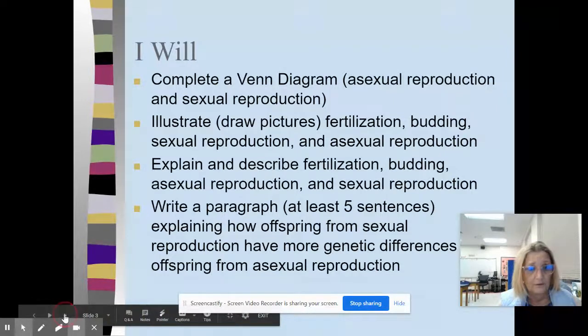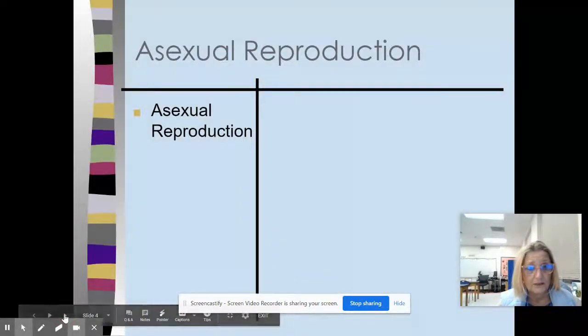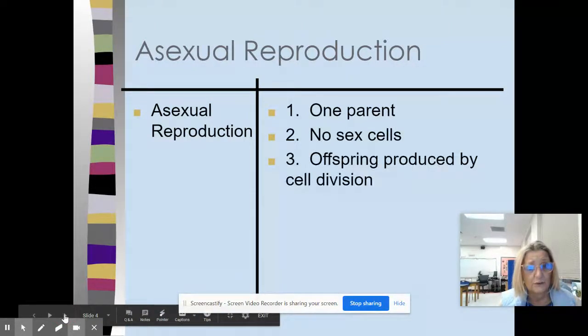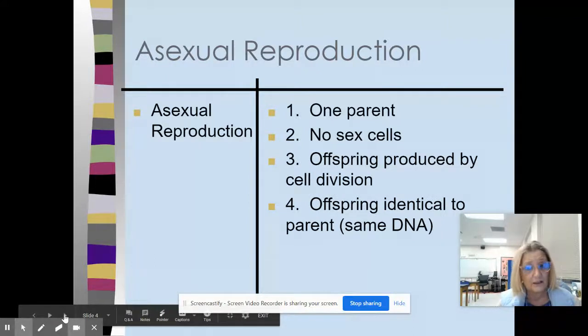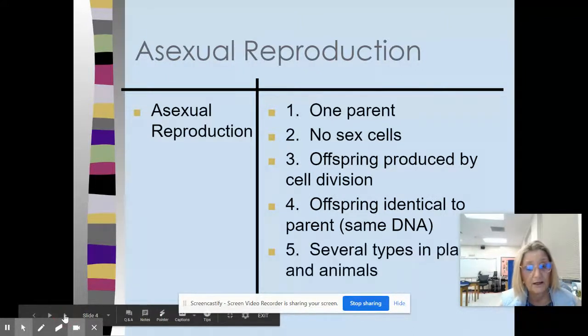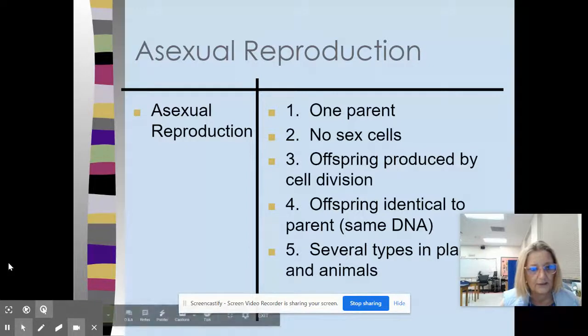Okay, next, asexual reproduction. We have one parent, we have no sex cells, we have offspring produced by cell division. Offspring have identical DNA to the parent. And there are several types of asexual reproduction in plants and animals.